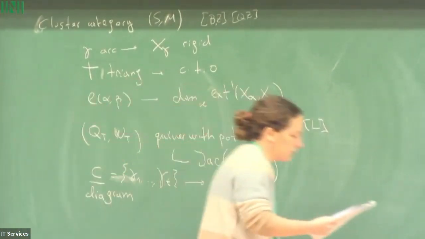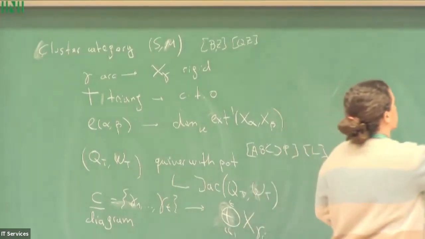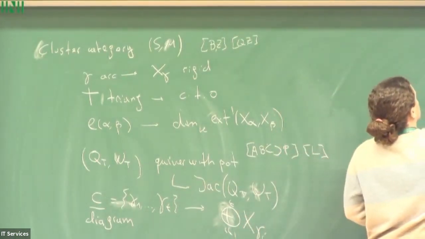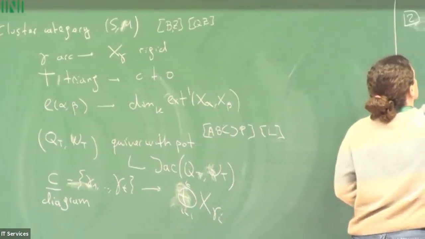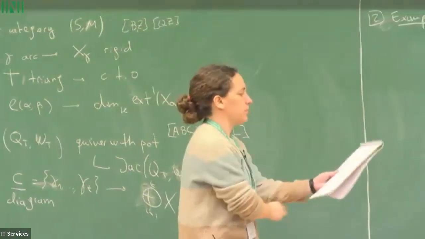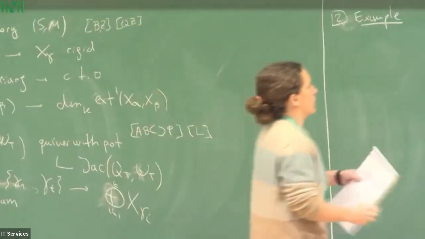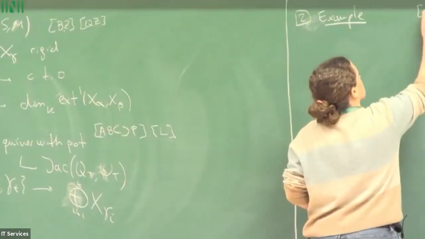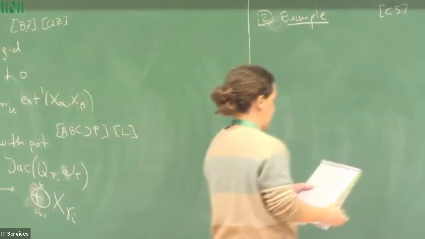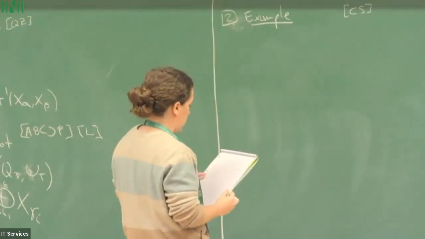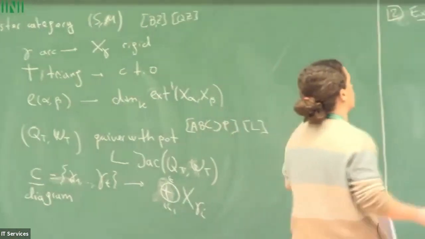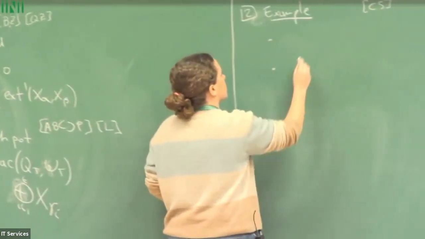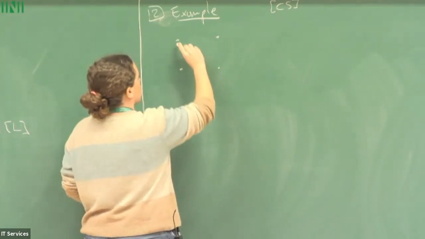Now for the example, I want to cite a new citation, Canakci-Schroll, and say that they studied triangles and extensions in the non-punctured case. For that, we need the notion of the usual skein relation.